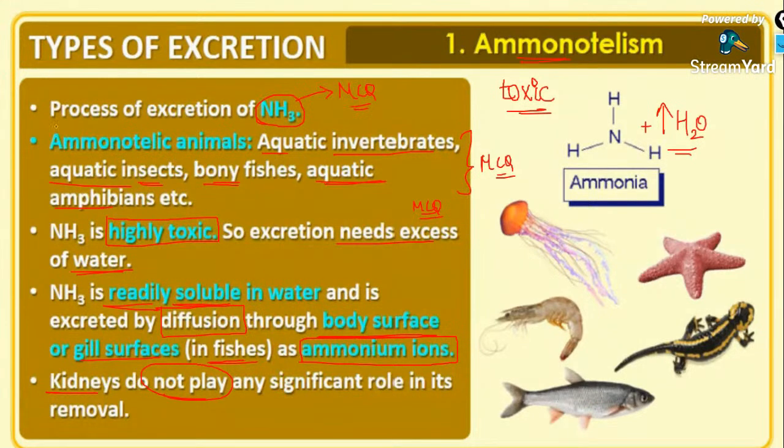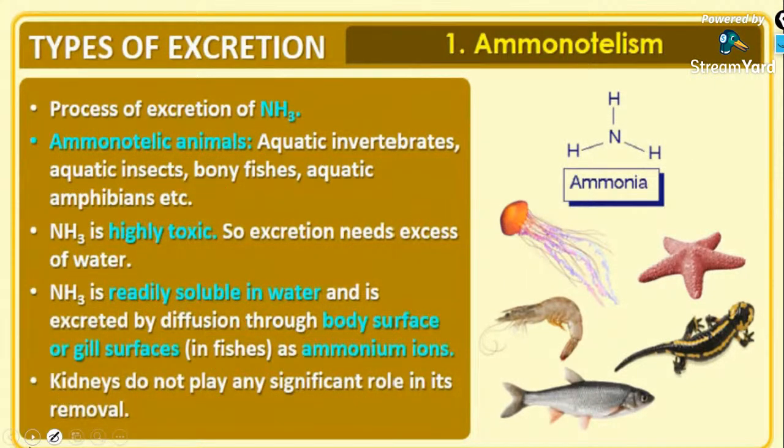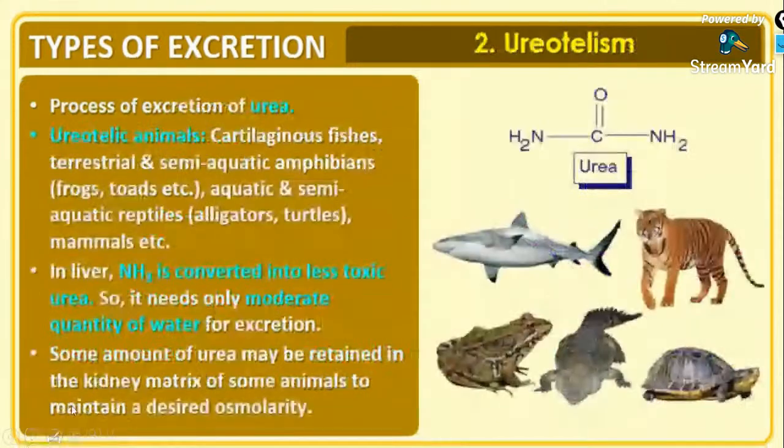From this particular slide, you have to study this point. The process of excreting ammonia is called ammonotelism. Examples: aquatic species, aquatic invertebrates, bony fishes. For the exam, you will be given the name of a fish and asked to identify the type of excretion present in that organism. Okay, Sonam?